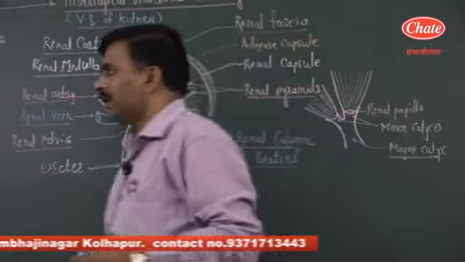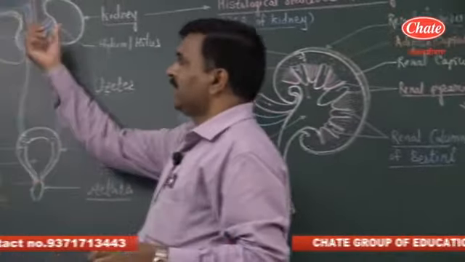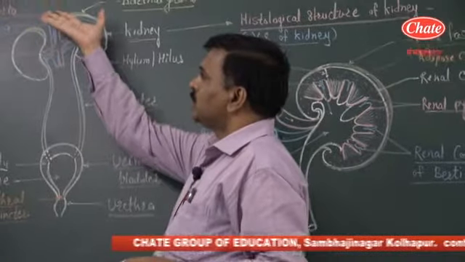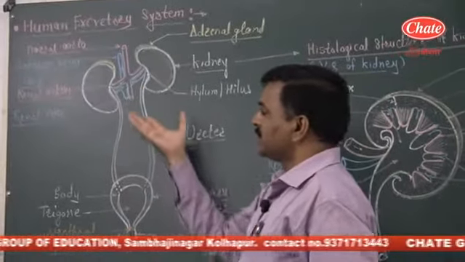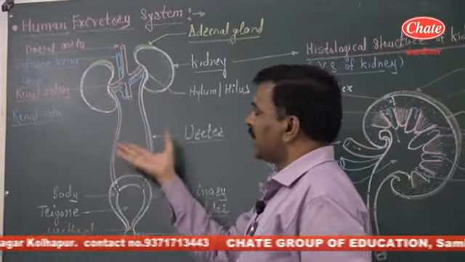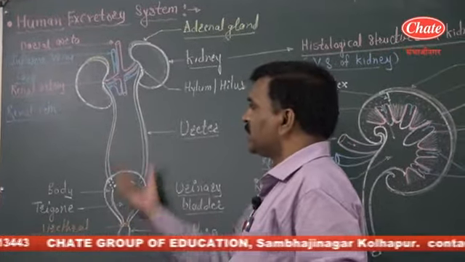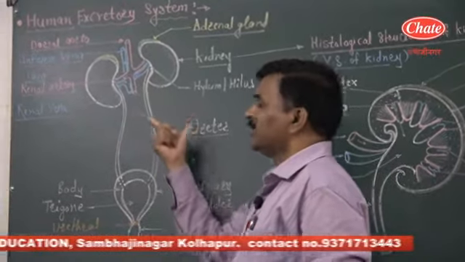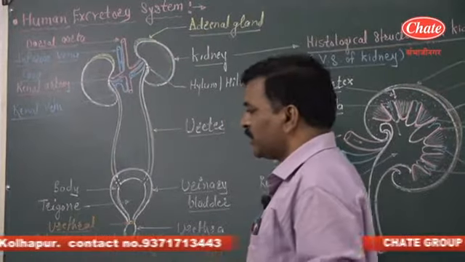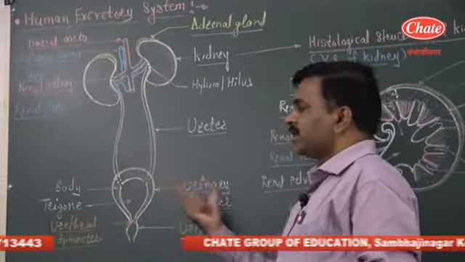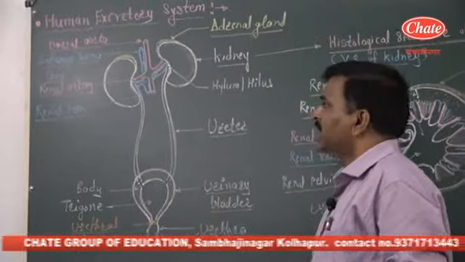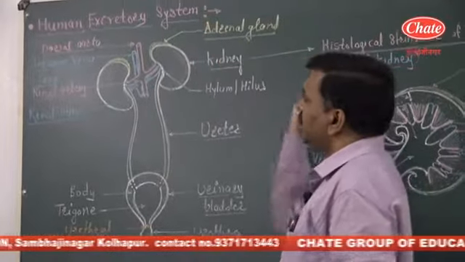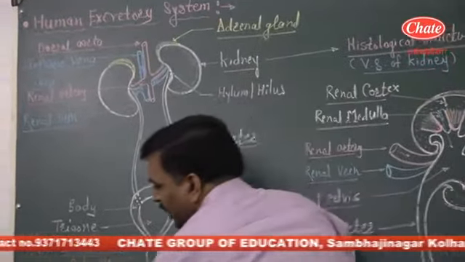Now concentrate here, that is the human excretory system. When you focus on this human excretory system, it is made up of several organs which are connected with each other and form the system, which plays an important role in excretion and osmoregulation. Now this excretory system consists of several components.